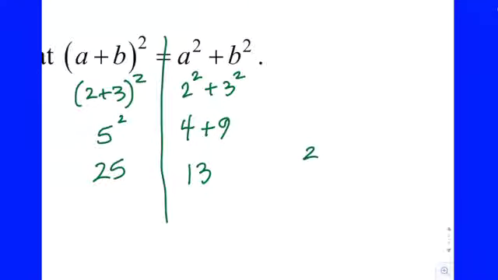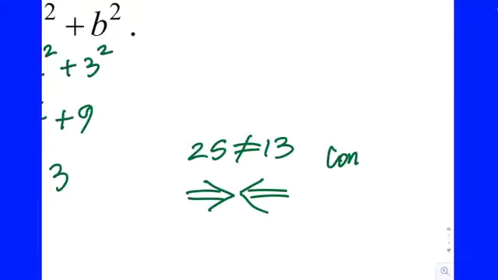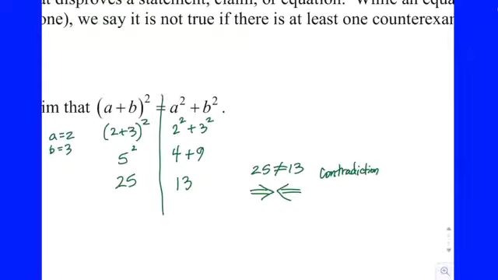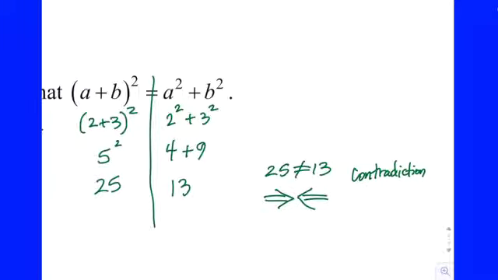So here's what you do off to the side. You say 25 does not equal 13. Okay, and so what you get to do now is you get to make this cool symbol. It's like two double-lined arrows ramming heads. That's the mathematical symbol for contradiction. Which means that that is not an identity. It is not true for all values of x. There are values of a and b, not x. There are values of a and b for which it does work.